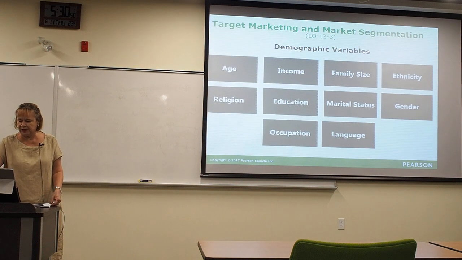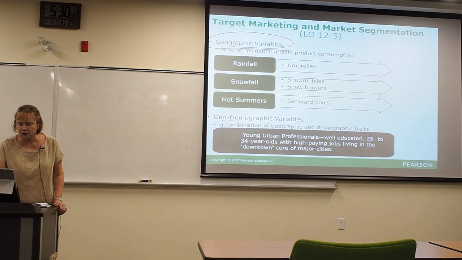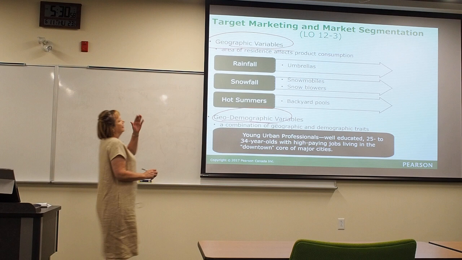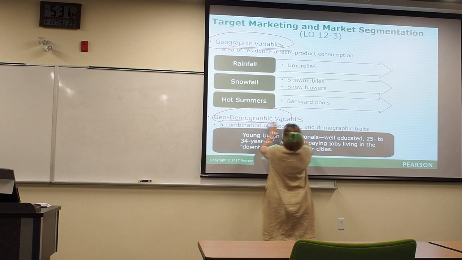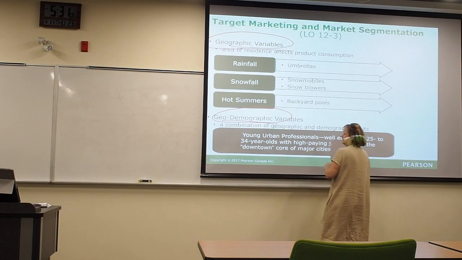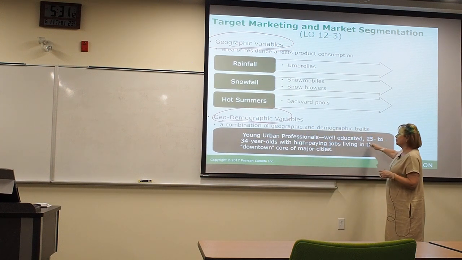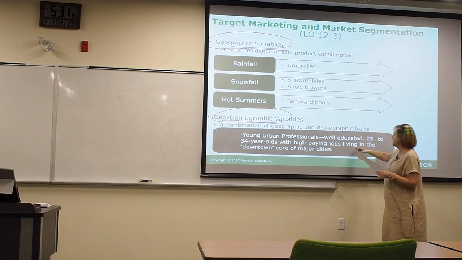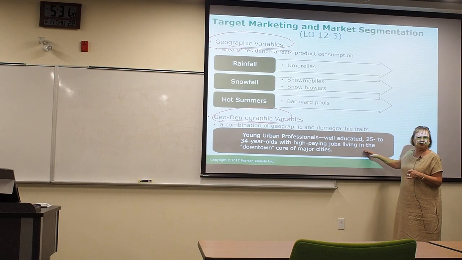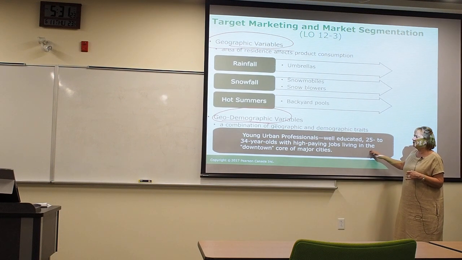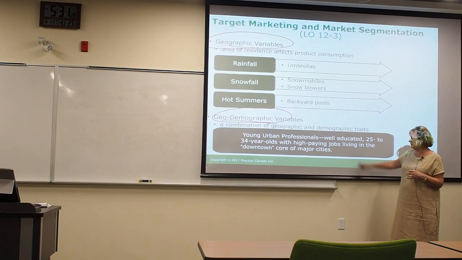Now, I promised to come back to geodemographic. And geodemographic is actually putting geographic and demographic together. Geodemographic variables are a combination of geographic and demographic. So here's a good example. Young urban professionals, well-educated 25 to 34-year-olds with high-paying jobs living in the downtown core of the major cities. These are the ones that have no car, probably pay a fortune in rent, and they walk everywhere or get taxis because they live downtown, they shop downtown, they work downtown.